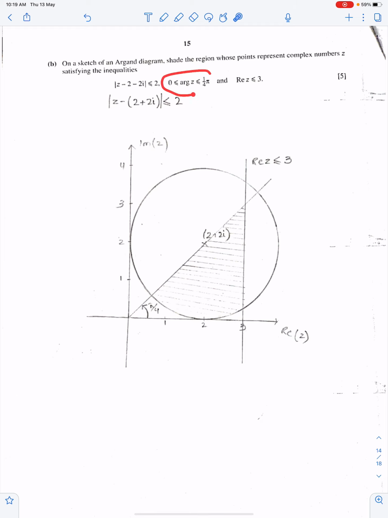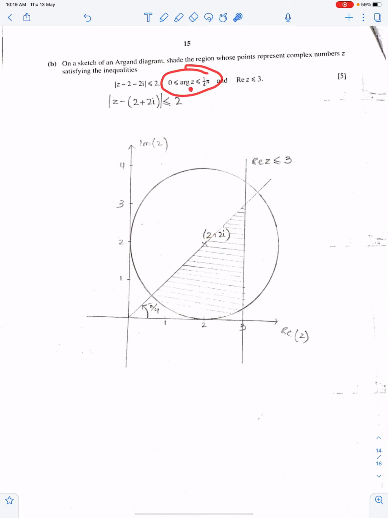This is argument from 0 to 45, argument from origin. This means real part. Real part means horizontal line. This means x less than or equal to 3. So, circle with radius 2. This is here. And according to this inequality, you need to shade inside this circle.